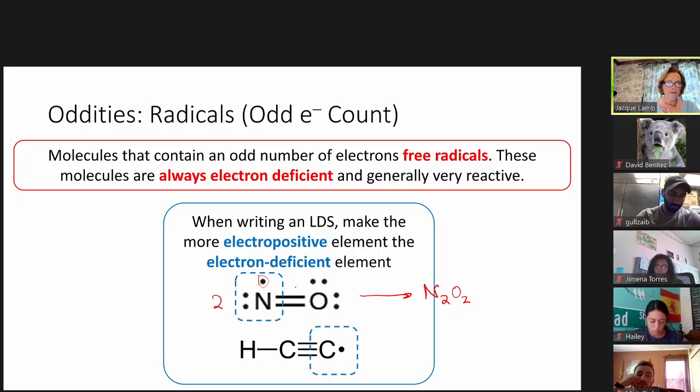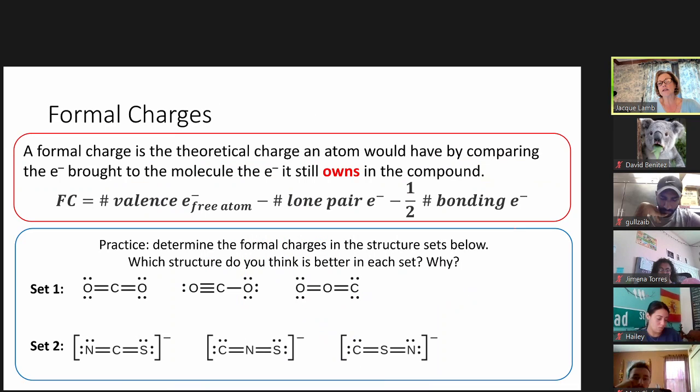So we have to talk about formal charges, because sometimes there's more than one way to draw a molecule, and we might want to know which way is better, which way makes more sense, which way is more stable, which is the better structure. So we talk about a concept of formal charge. Formal charges are not real. They are not real charges. They are simply our way of accounting for electrons in the molecule.